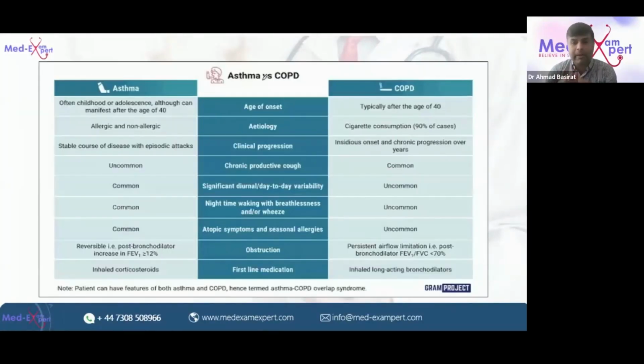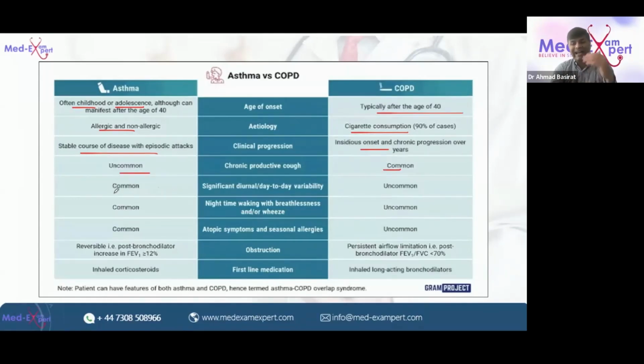When we talk about COPD and asthma, obviously they're two different obstructive lung diseases. Asthma is mainly childhood, but can happen in adolescence as well, whereas COPD, typically we say after the age of 40. Asthma can be allergic and non-allergic, whereas COPD is mostly cigarette smoking, 90% of the causes, though we can have other causes as well. Asthma has a stable course of disease, whereas COPD has insidious onset and chronic progression over years. Cough is uncommon in asthma, whereas quite common in COPD.